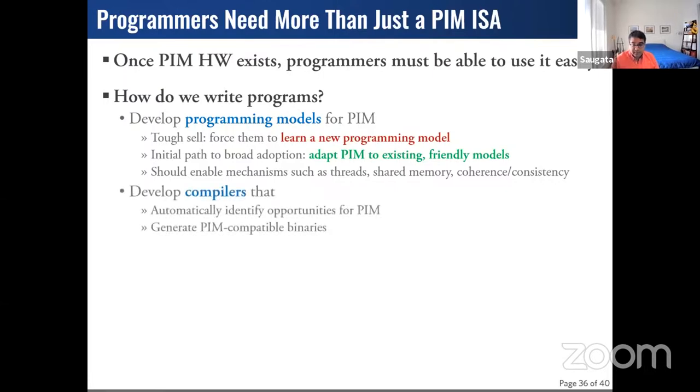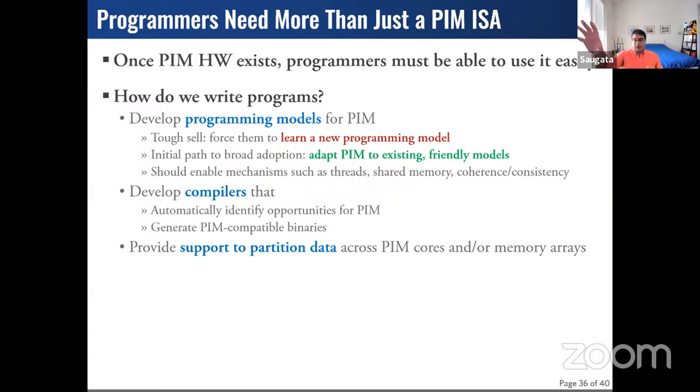We also need support not only for compilers that can automatically identify opportunities for PIM and generate binaries that either move everything to PIM or split work between PIM and the CPU. We also need support to partition data across the cores, right? We talked right now about in Racer, you've got to move data back and forth, and it's actually very difficult because right now you need to know which array your data is in. And if your data is sitting in a far cluster from another piece of data, and that's true for all of your data, you're spending most of your operations moving data into the right tiles. Ideally, we want software to help us with this so that as much of the data as possible is local to the tile for when we need it.